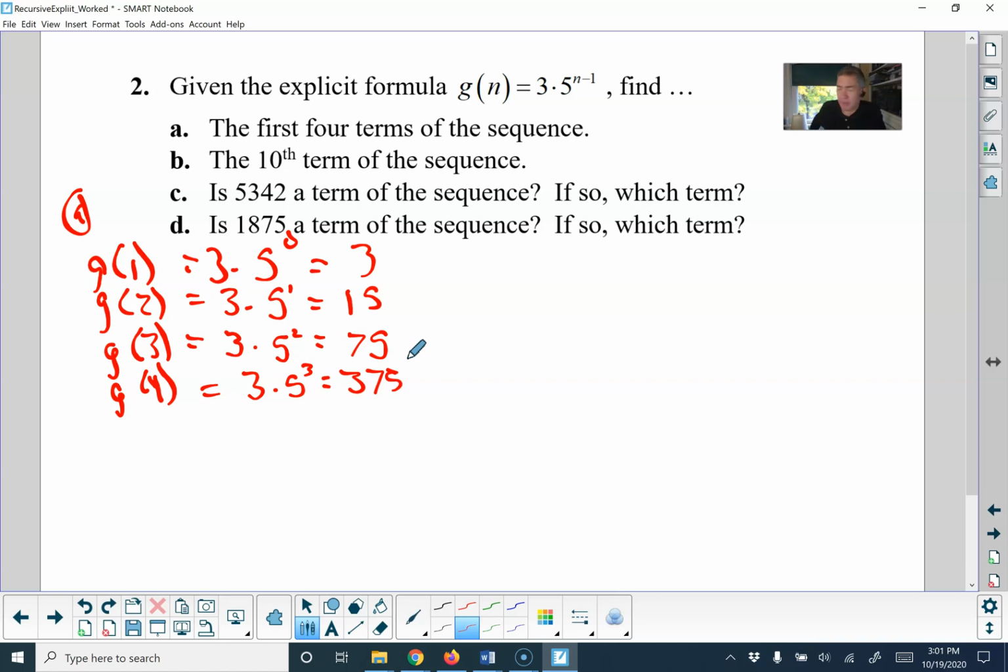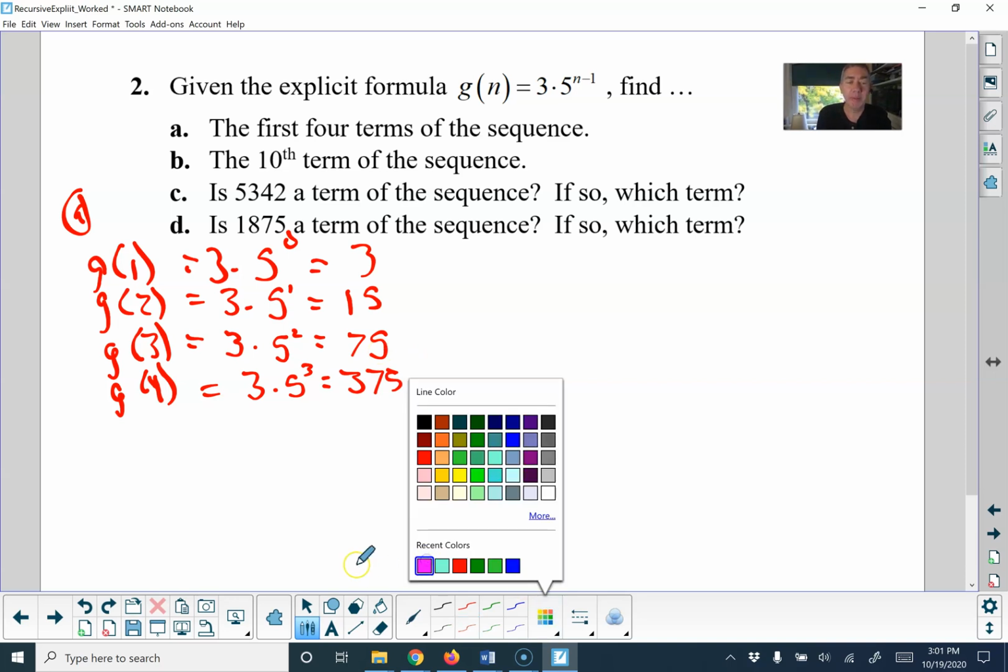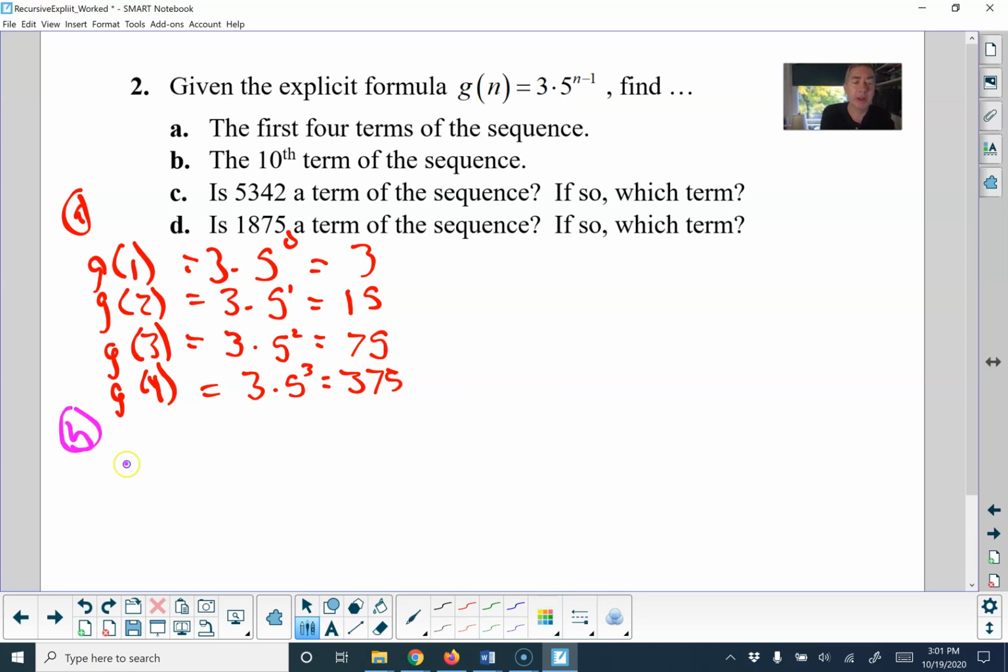The 10th term of the sequence. I don't have my calculator with me. The 10th term of the sequence is going to be a challenge without a calculator, but we'll do it. The 10th term is 3 times 5 to the 10 minus 1. 3 times 5 to the 9th. And I don't know what that is, but we'll figure out whatever number that is. It's a big number.